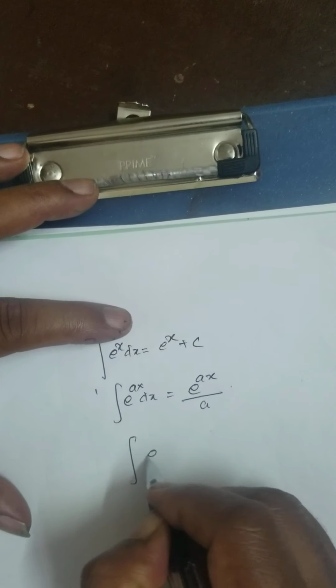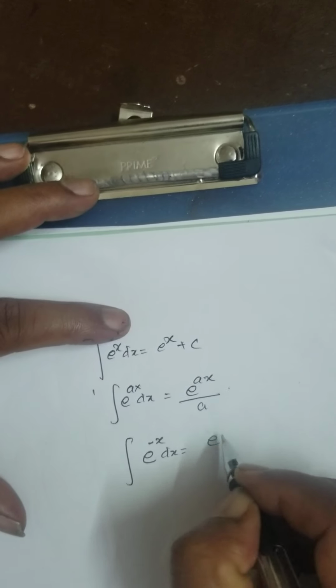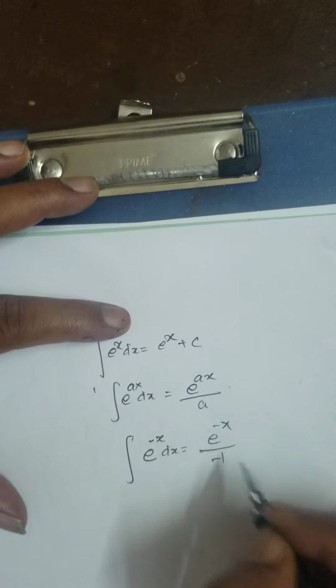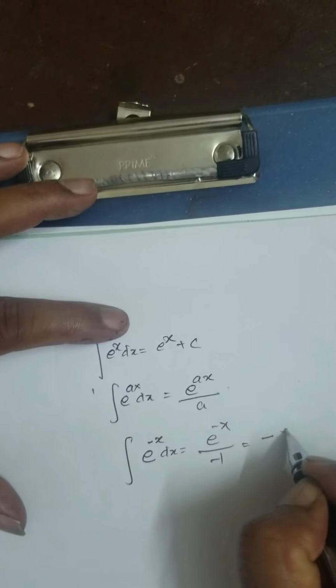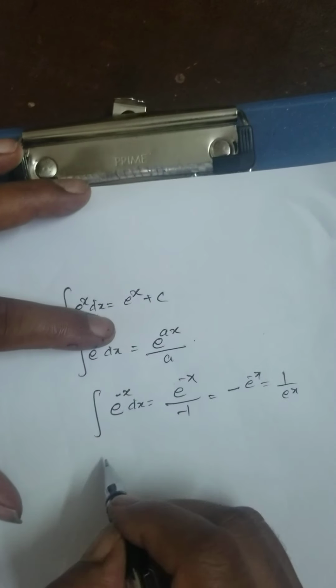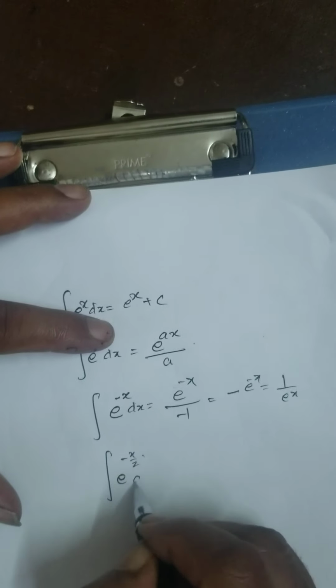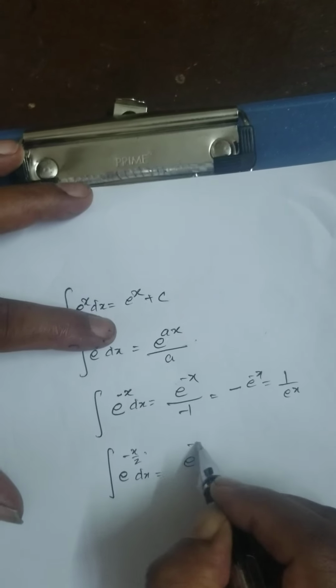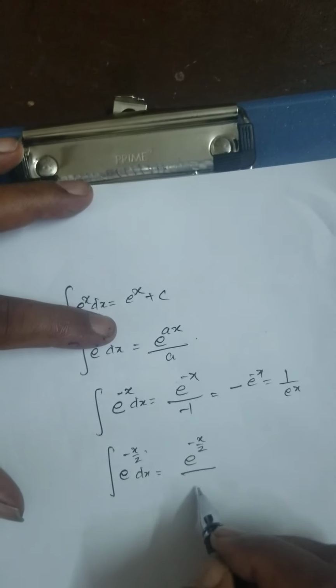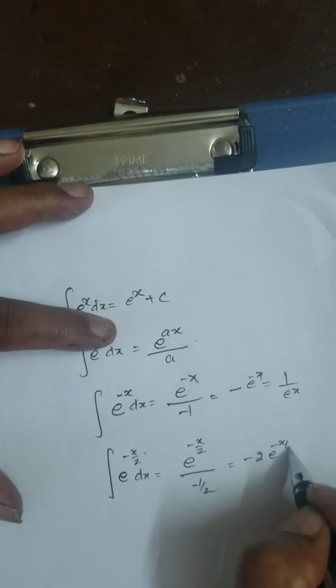So example, integration of e to the power of minus x dx. E to the power of minus x, what is the coefficient of x? Minus 1. Therefore, minus e to the power of minus x, or 1 by e to the power of x. Therefore, integration of e to the power of minus x by 2 dx is equal to, the coefficient of x is minus half, so minus 2 e to the power of minus x by 2.